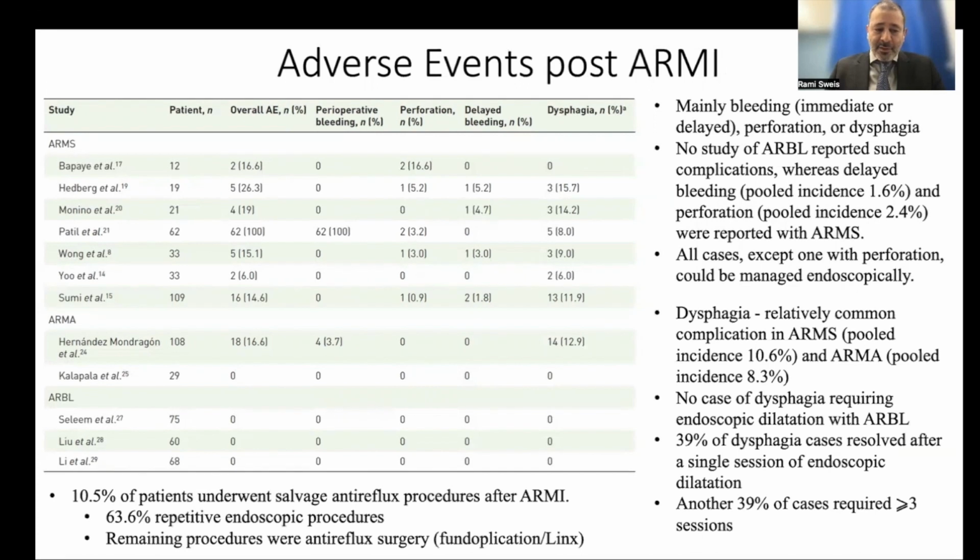About 10% of patients required some form of salvage anti-reflux intervention.